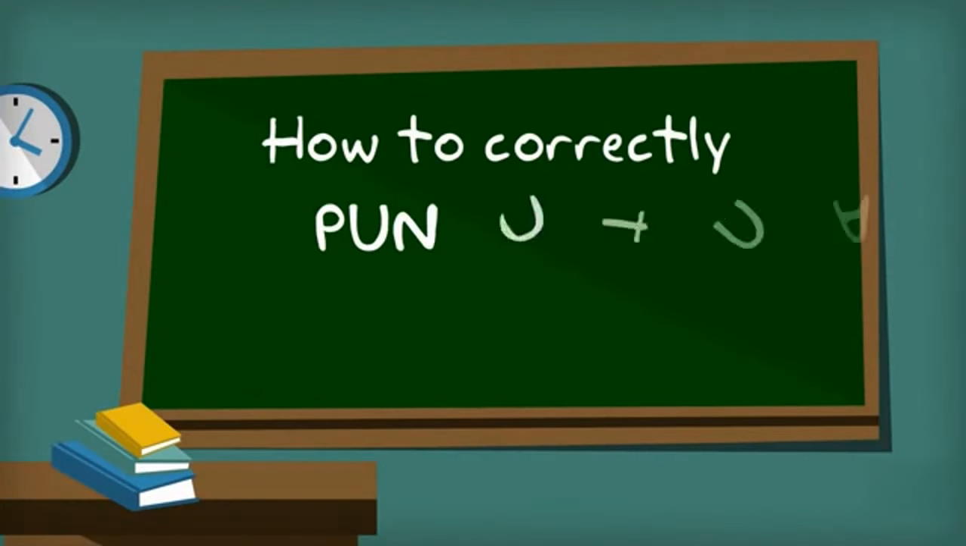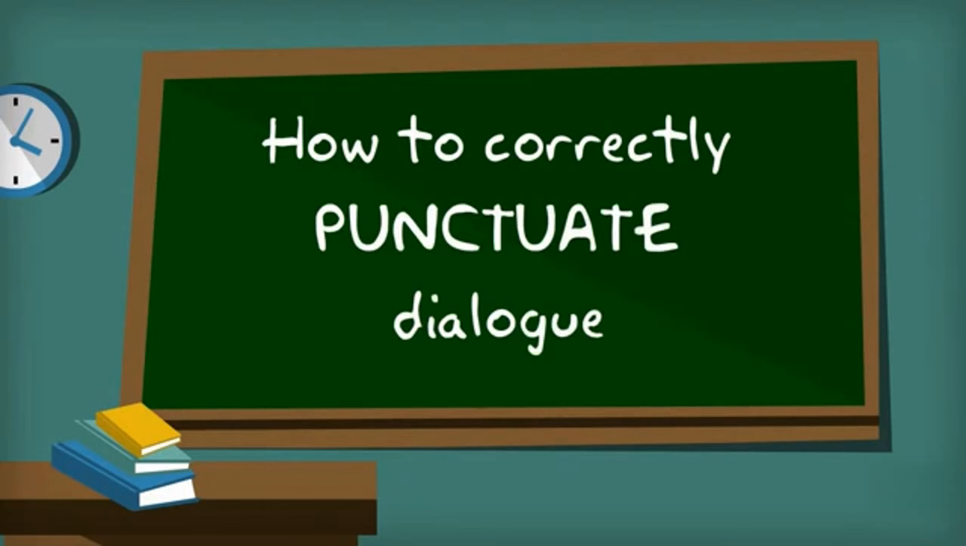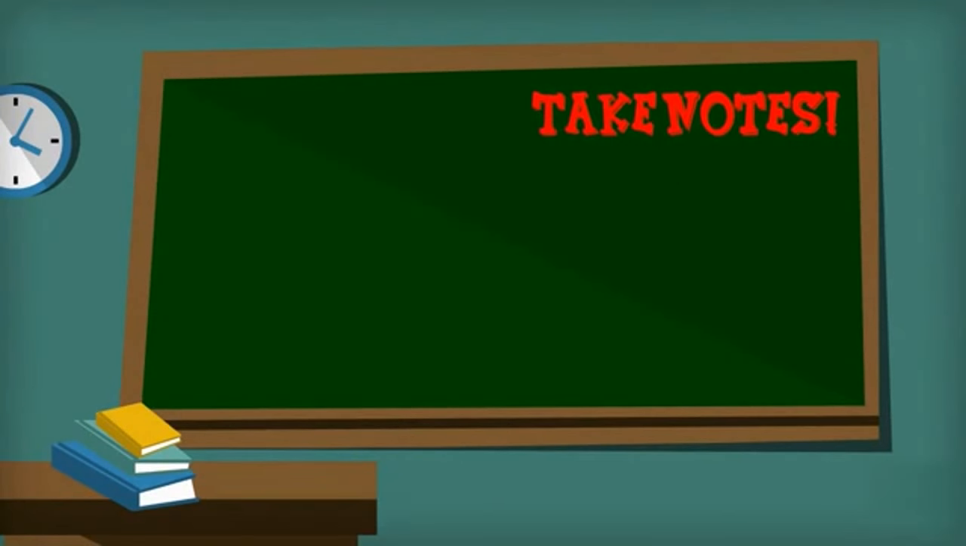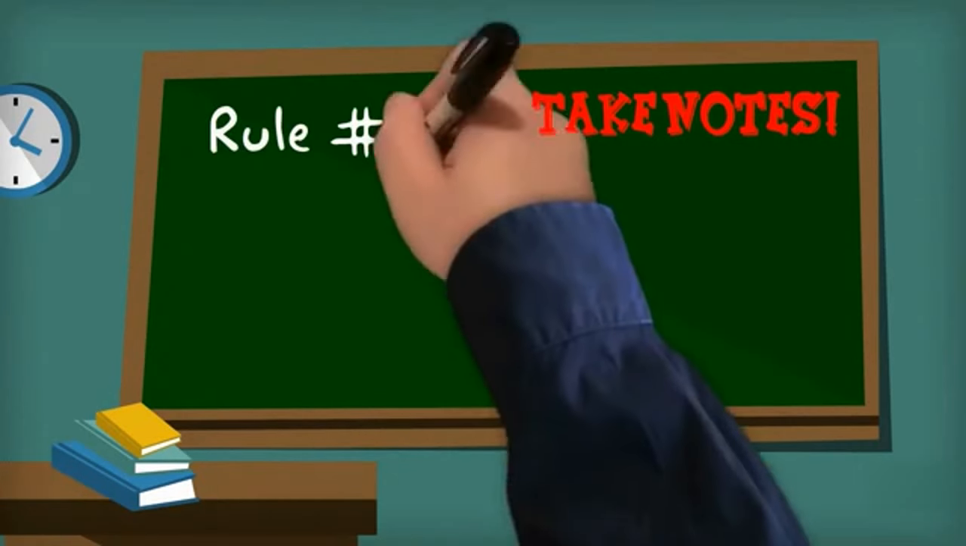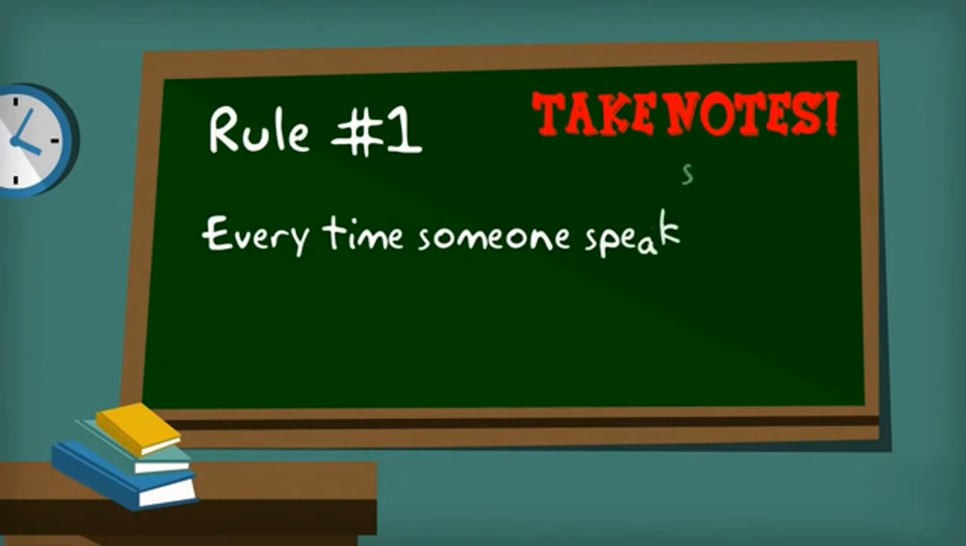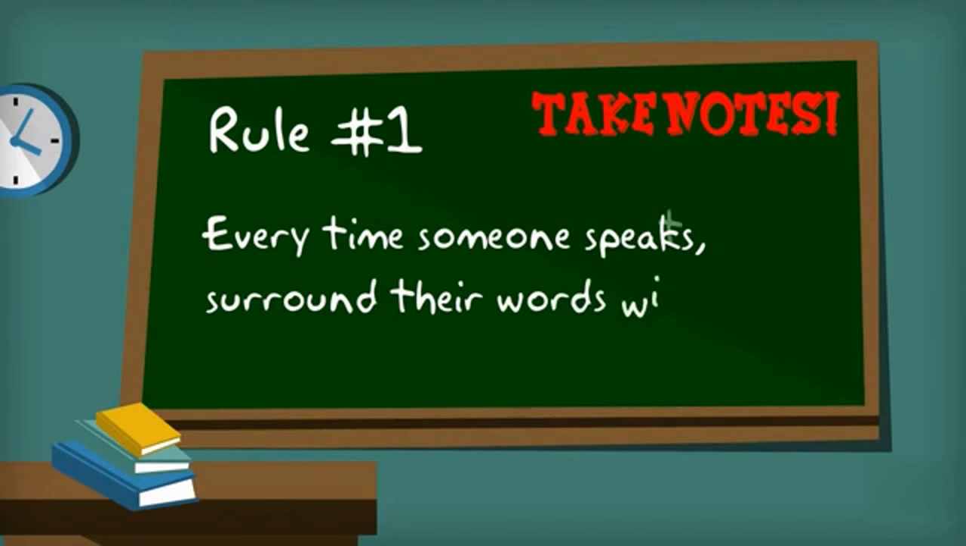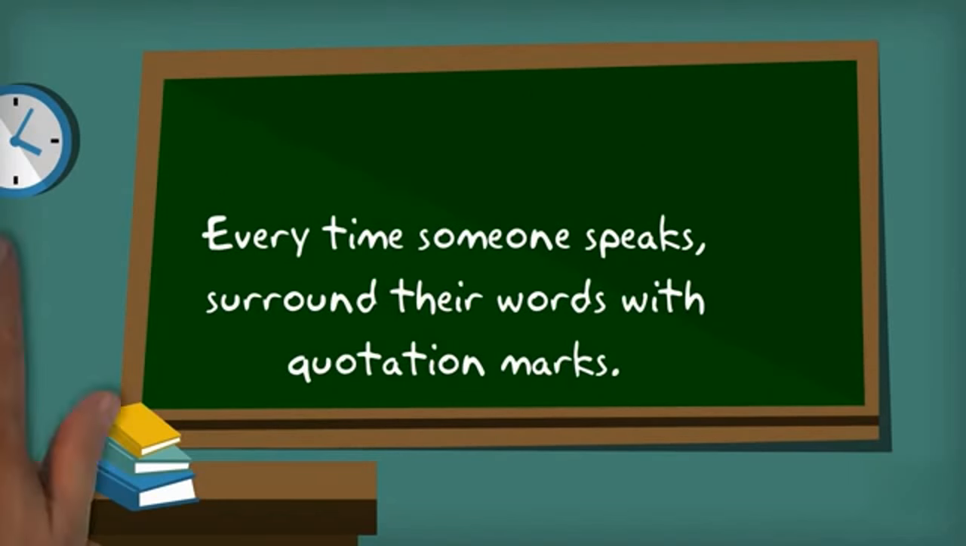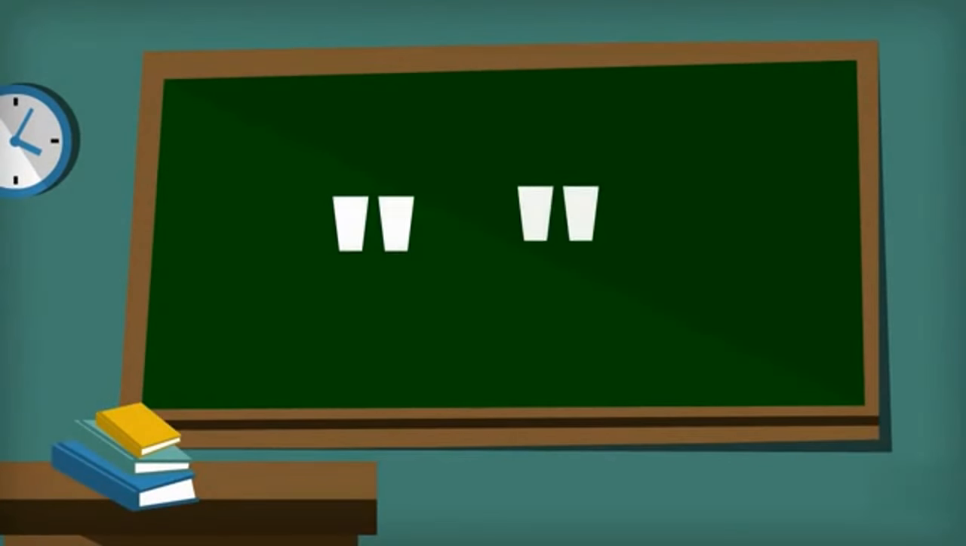Next, we're going to talk about how to correctly punctuate dialogue. I'm going to list out some rules for you to follow. Make sure you write them down on your note sheet. Rule number 1. Every time someone is talking, you must surround their words with quotation marks. Quotation marks look like this.